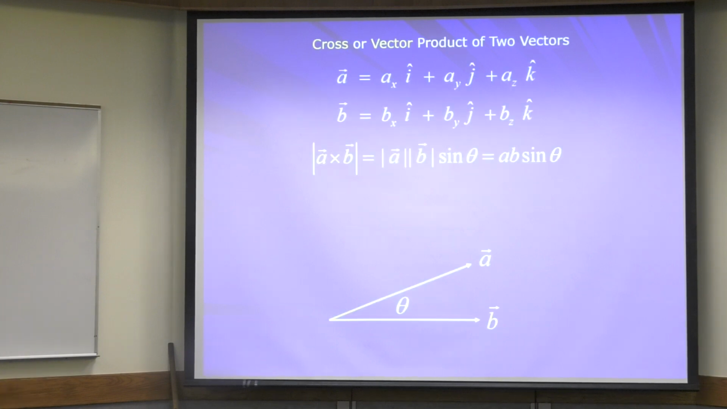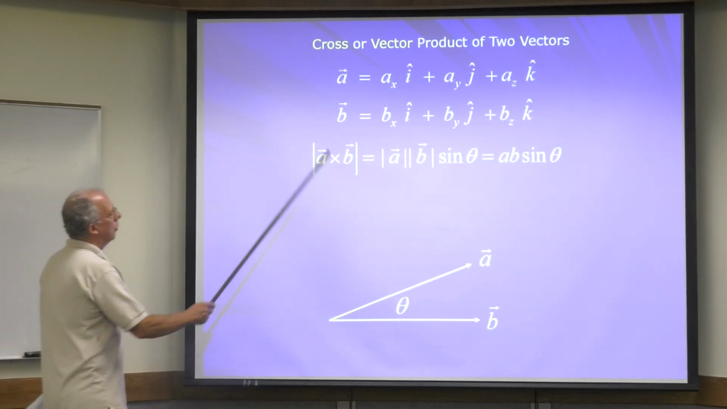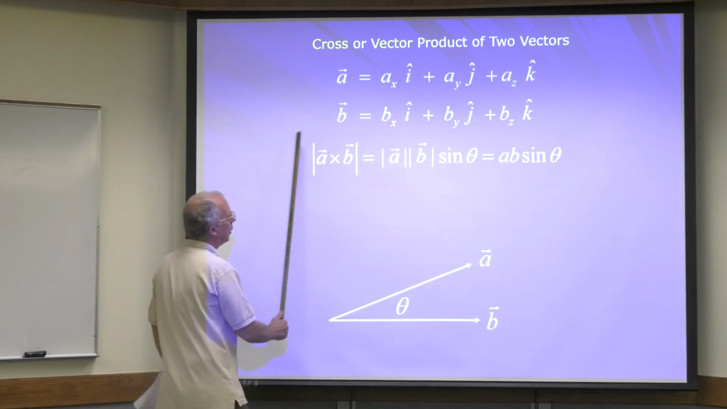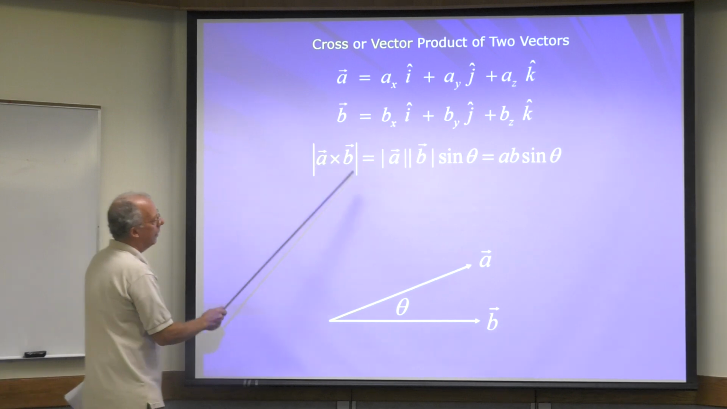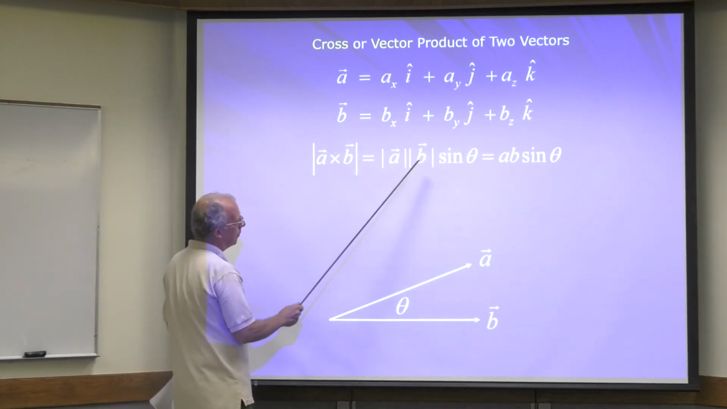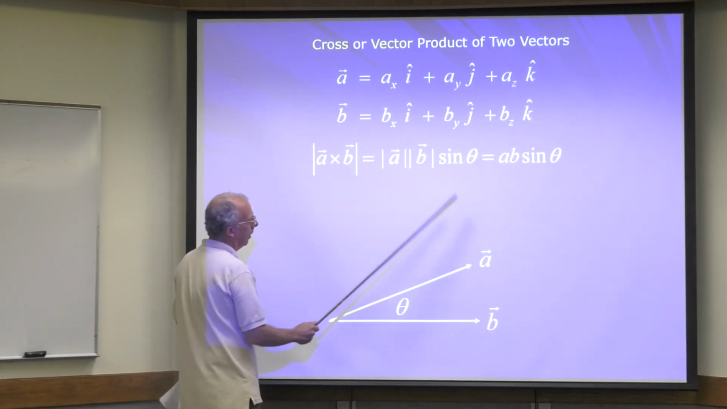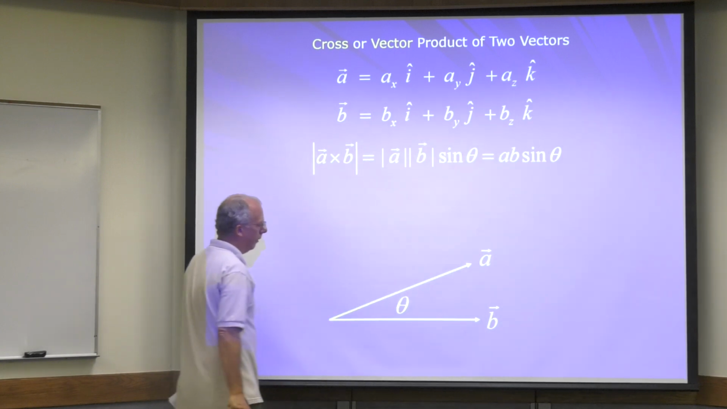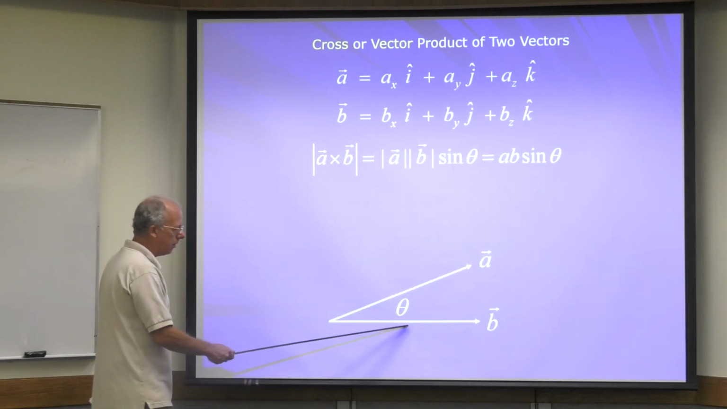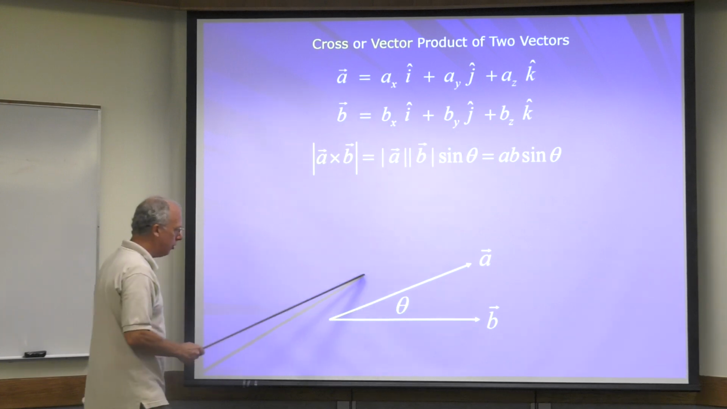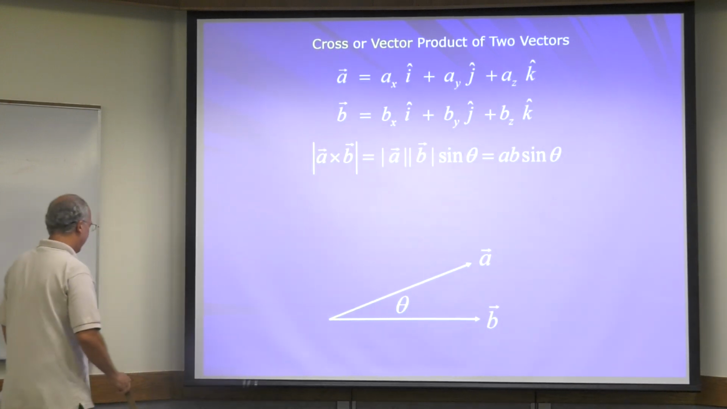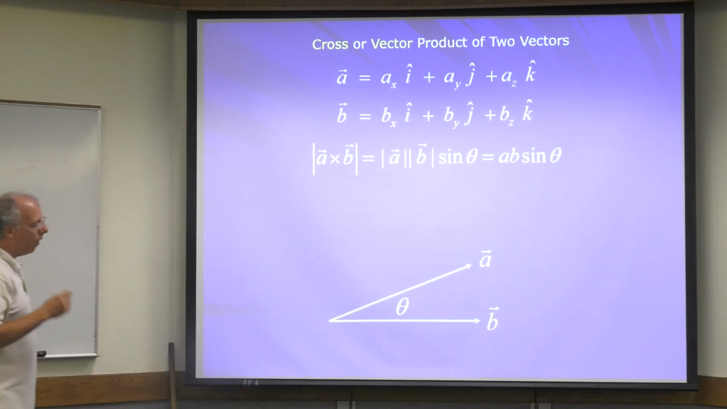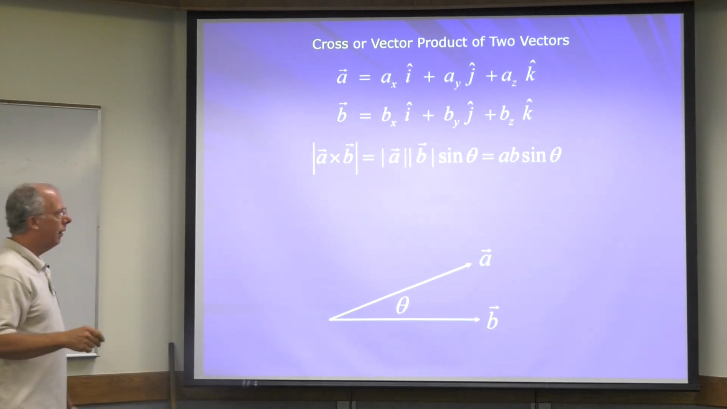Okay, ready? So here you have your vector A in terms of components, and vector B in terms of components. The magnitude of this is just the magnitude of A times the magnitude of B times sine theta. So we just write this as AB sine theta, where theta is the shortest angle between A and B. It's not this angle, it's this angle. So the cross product magnitude is AB sine theta.